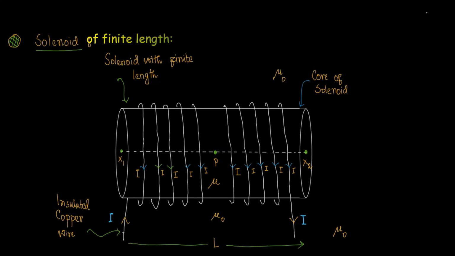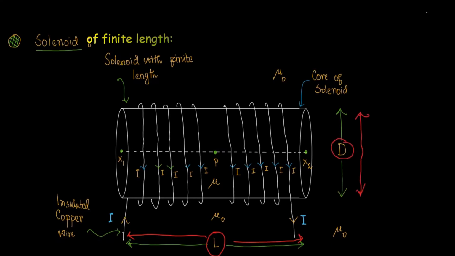Capital L is the length of the solenoid. We can denote the diameter of the solenoid. Here D is the diameter of the cross-sectional area of the solenoid.